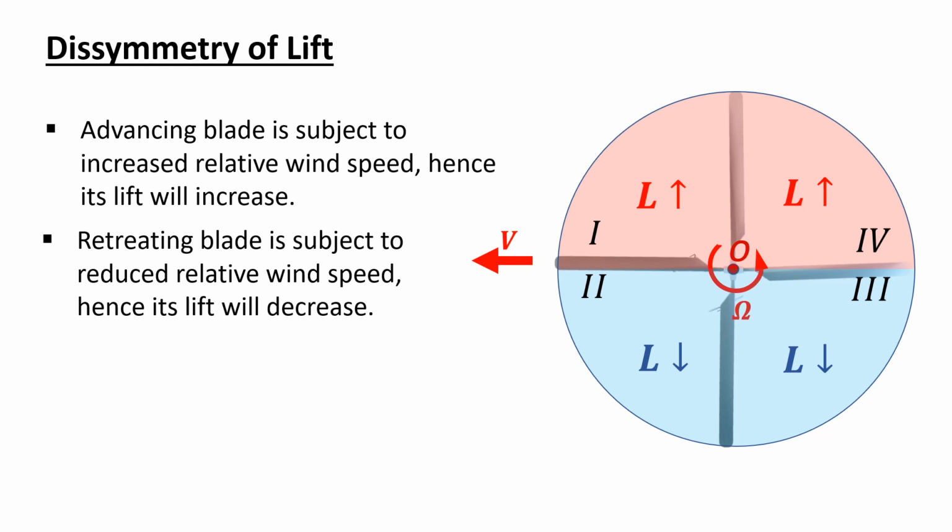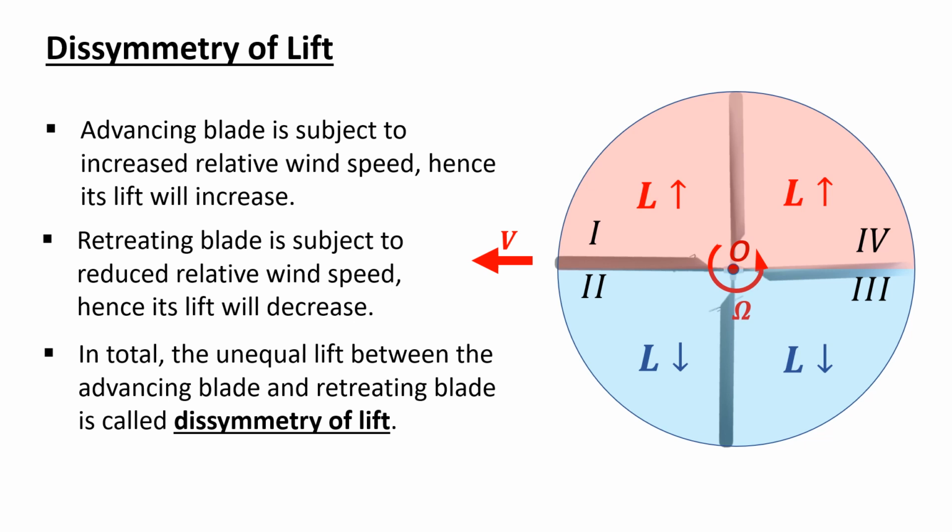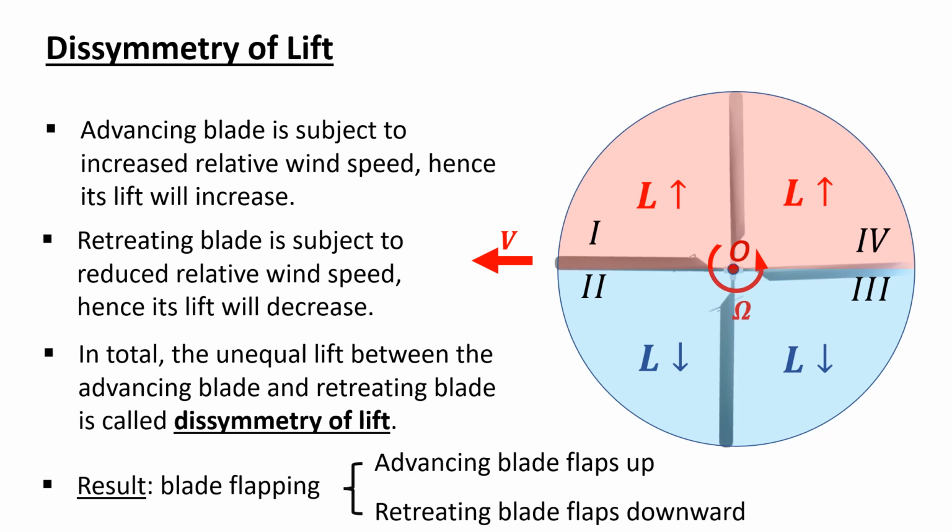I highlighted this part as blue. So in total, the unequal lift distribution between the advancing blade and the retreating blade is called the dissymmetry of lift. So this is the definition of the dissymmetry of lift. And you may wonder what the outcome of this dissymmetry of lift is. One direct outcome is blade flapping. Because the advancing blade is subject to an increased lift, it will flap up, but the retreating blade will flap downward.